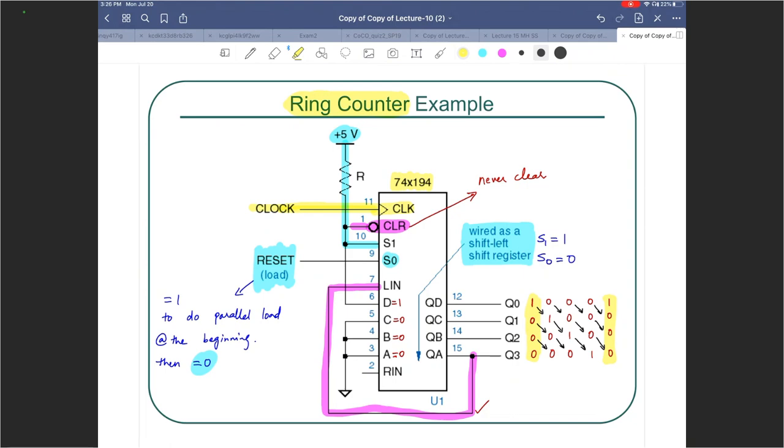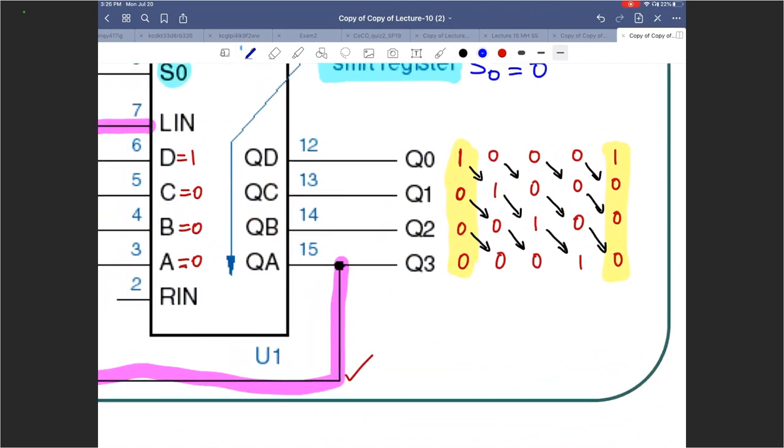In terms of decimal, what does this look like? Q3, Q2, Q1, Q0: 0, 0, 0, 1. So that's 1. 0, 0, 1, 0. That's 2. Decimal 2. 0, 1, 0, 0. That's decimal 4. 1, 0, 0, 0. Decimal 8. Back to 0, 0, 0, 1. So this particular ring counter has 4 states. It counts 1, 2, 4, 8. Back to 1, 2, 4, 8.